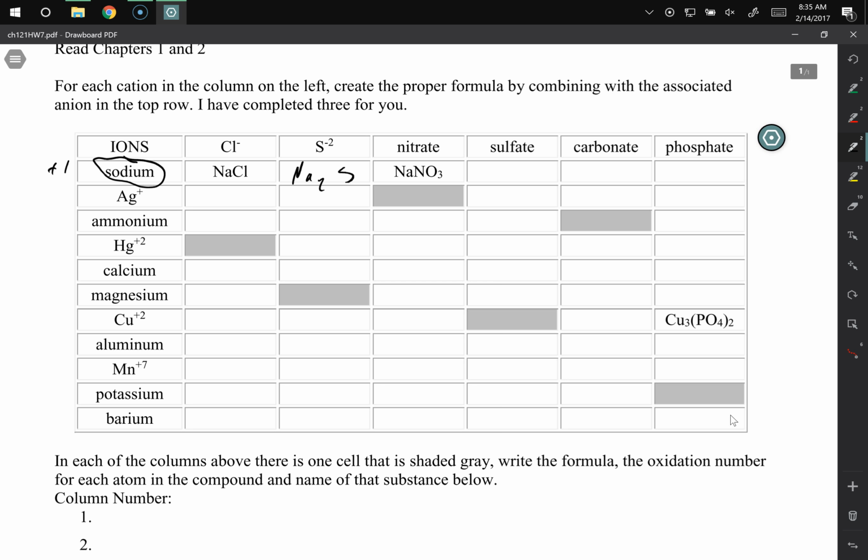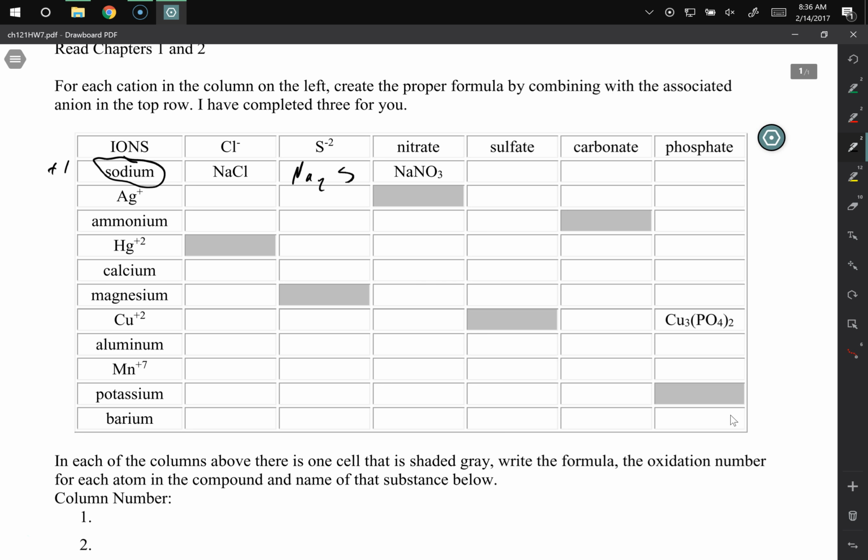But if I put a second sodium in there, then it's a sodium with a plus one charge, and a sodium with a plus one charge, and a sulfur with a minus two charge, and then it's a wash. The charges cancel each other out, and I've got a neutral molecule. So my formula is going to be Na2S.